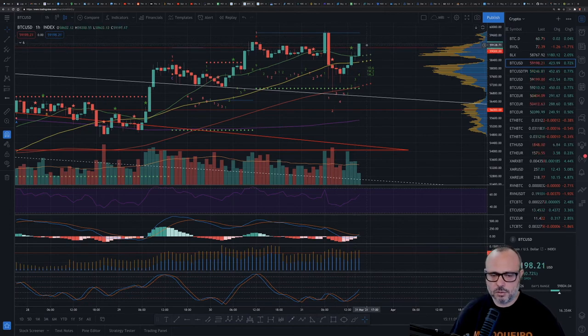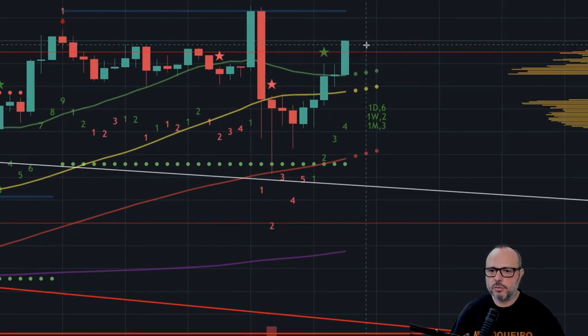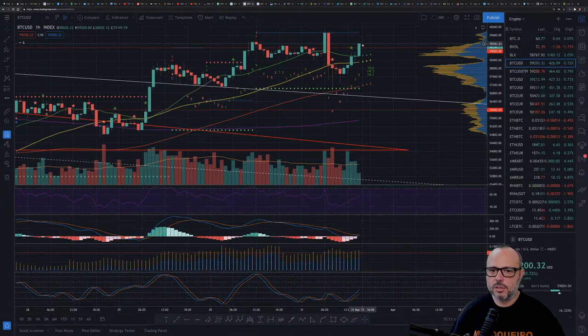That's very, very interesting here. So we just crossed the 59 to the upside. We are now at 59,230. So I guess Bitcoin is trying really hard to overcome that resistance over there.